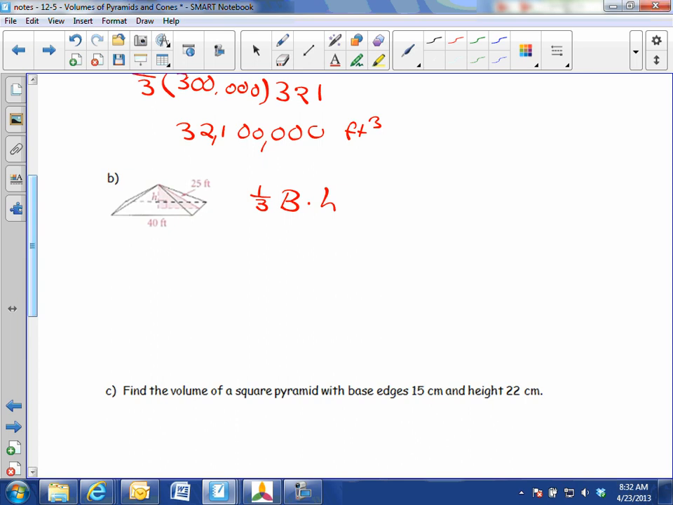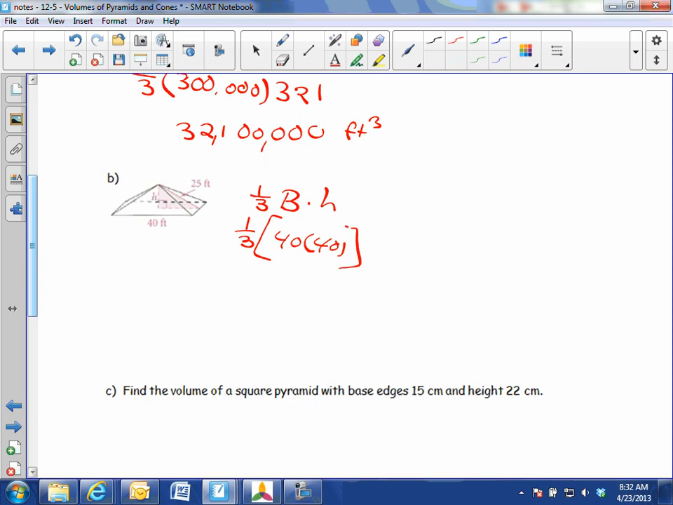Because remember, when we're talking about these shapes, unless it tells us otherwise, we're going to assume that the bases are right. So since this side is 40 and this side is 40, the base would be 1600. Because big B is going to be 40 times 40, right?